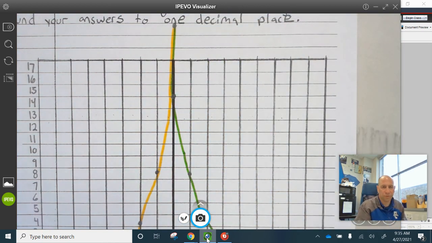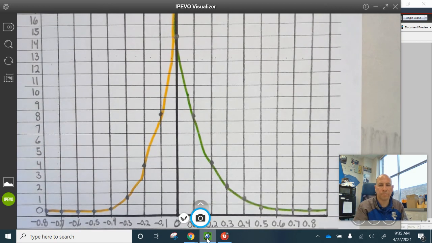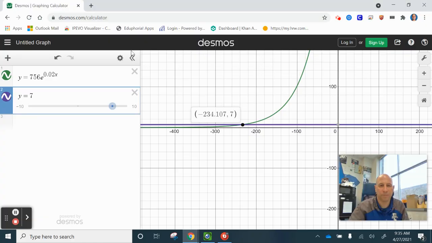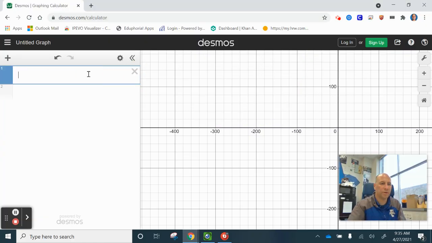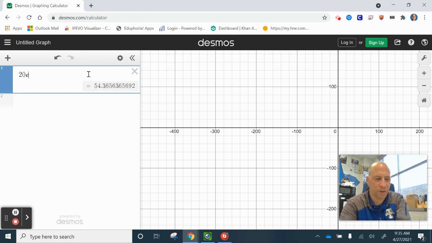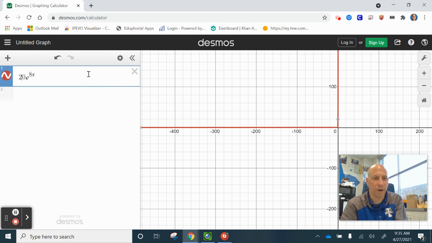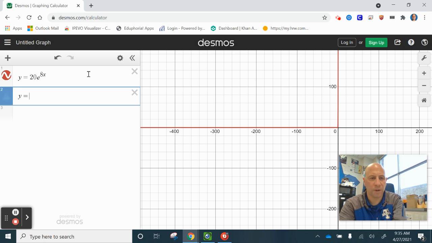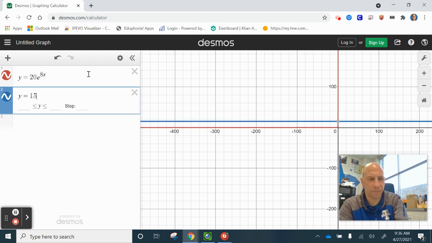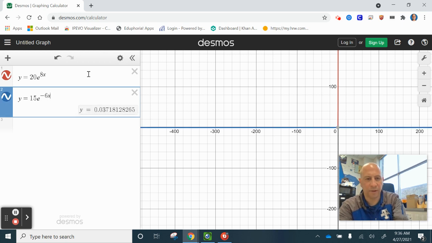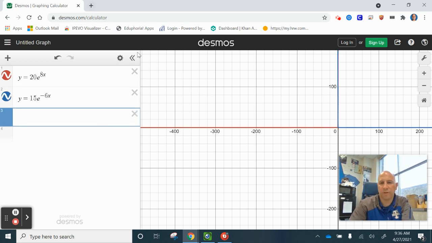So now let's use Desmos to find the exact point of intersection. I'm going to exit out of here, and then I'm going to graph 20e to the 8x, and I'm going to add the y equals just to make sure it graphs. All right, and then y equals 15e to the negative 6x. Press enter.